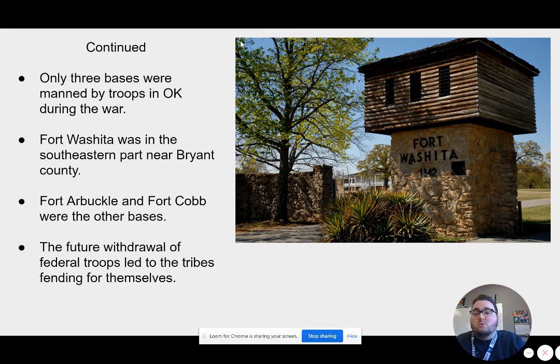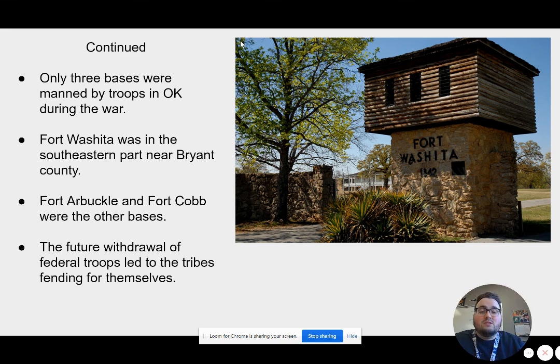Only three bases were manned by troops in Oklahoma during the war. Here's a picture of Fort Washita. It was erected in 1842. Fort Washita was in the southeastern part of the state near Bryan County, which is towards the town of Idabel and around Broken Bow today. So it was a pretty important fort at the time.